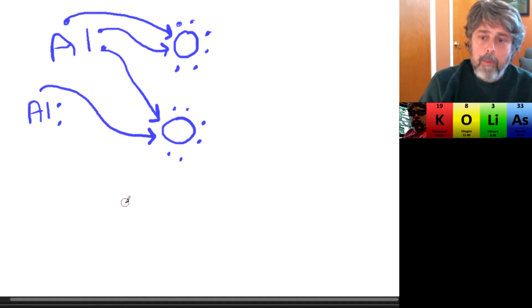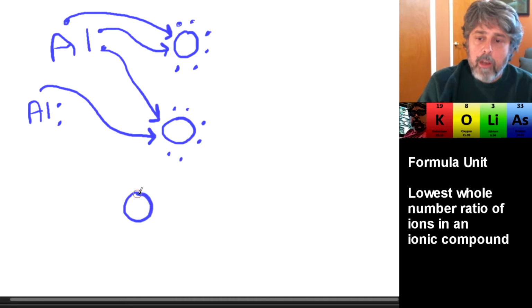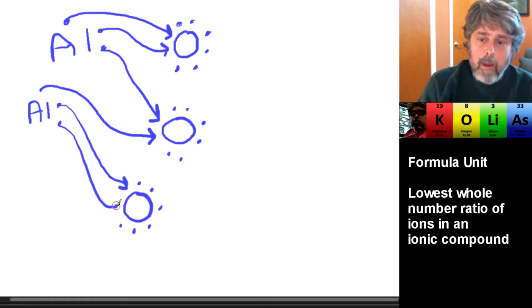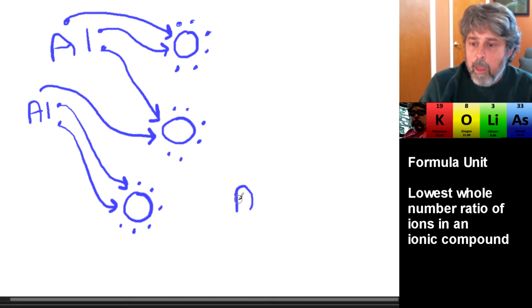What's going to happen? We need another oxygen. Start off with 6, because they all start with 6. Let's transfer metal to nonmetal, metal to nonmetal. There we go. 1, 2, 3, 4, 5, 6, 7, 8. Aluminum's empty. Aluminum's empty. All these have 8. We're finished. This is the formula unit.